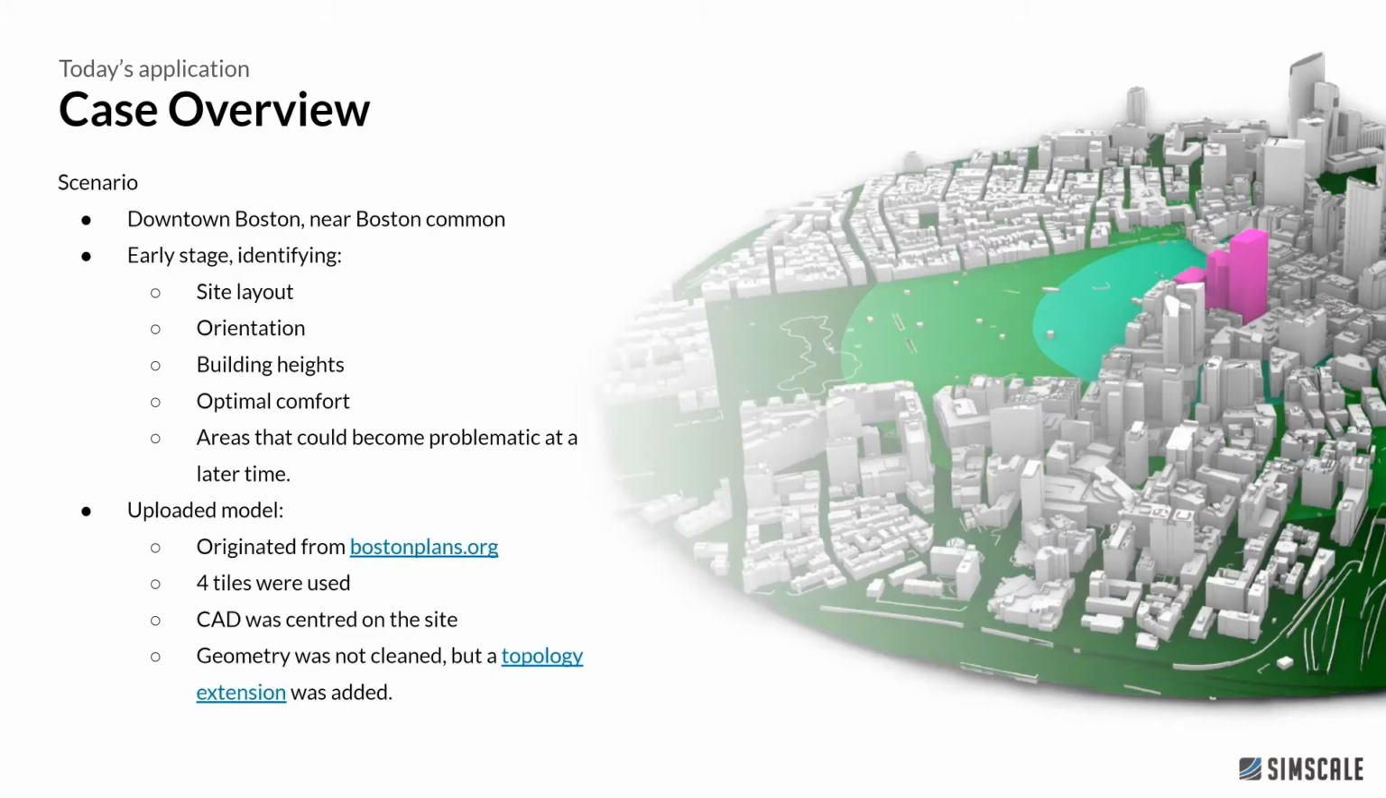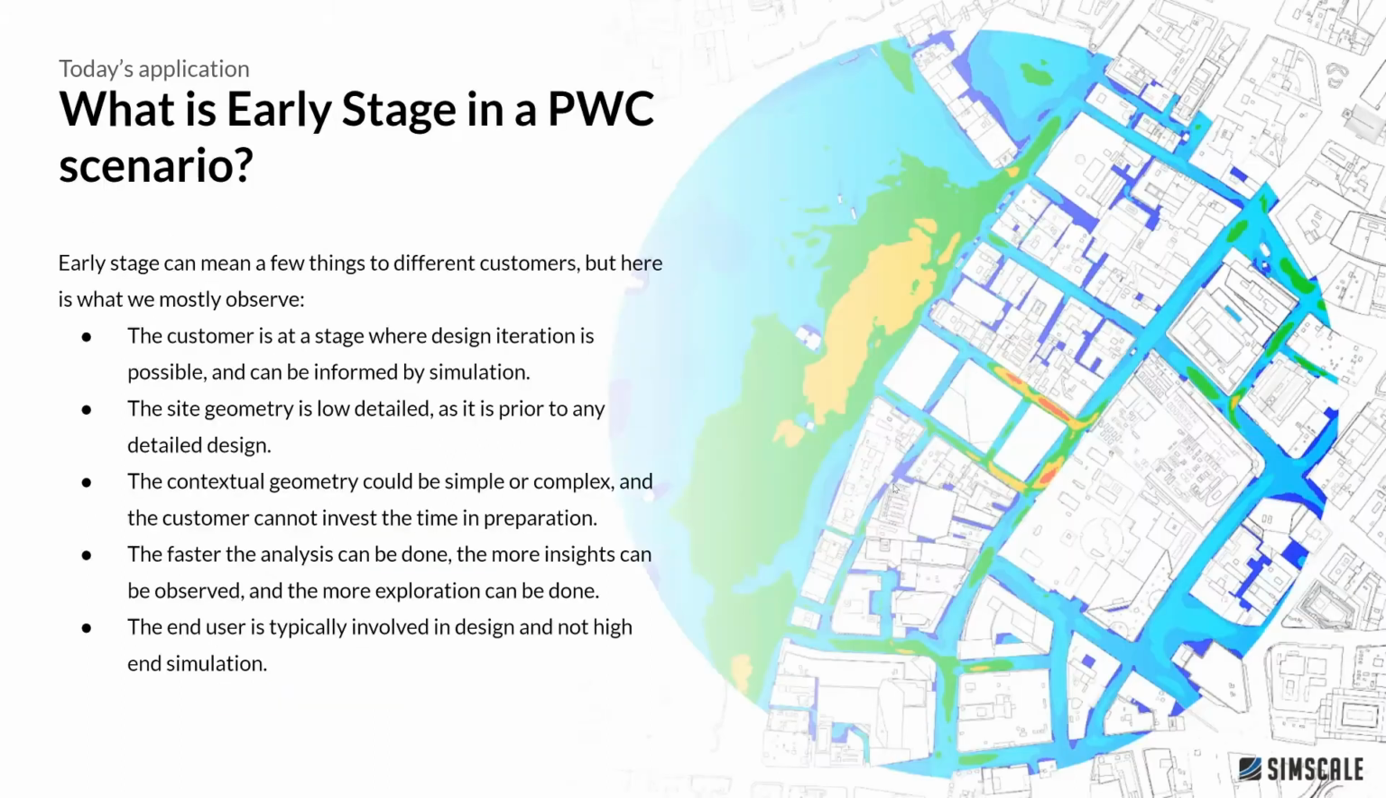We used 4 of the tiles from there, and we centered the CAD on the site that we were trying to optimize, and on the right-hand side you'll see that in magenta. And the geometry was not cleaned. It's important that I emphasize that, but we did do a bit of topology preparation that you can see there with the rings in the topology. That's the only changes we made.